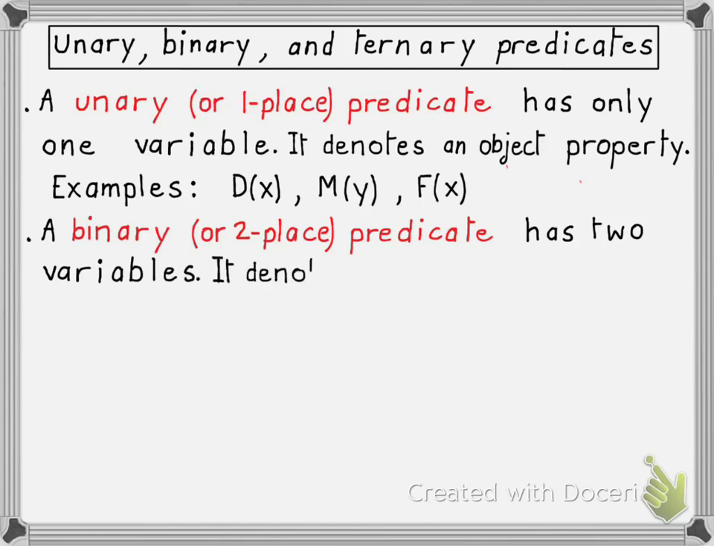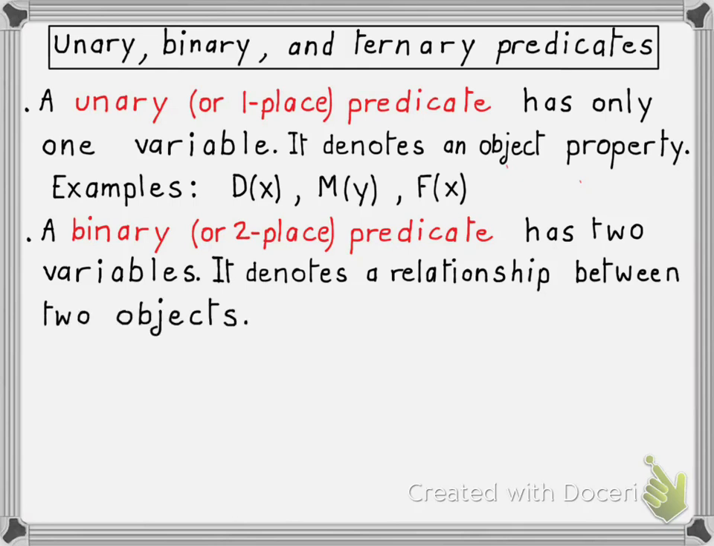These are predicates that take two variables. So instead of denoting an object property, these binary predicates will denote a relationship between two objects. So let's consider a couple examples. First, let's consider the binary predicate g with two variables, g of x, y. In other words, g of x, y is a propositional function that when you give two specific values for x and y, you get a proposition that says g of x, y is true.